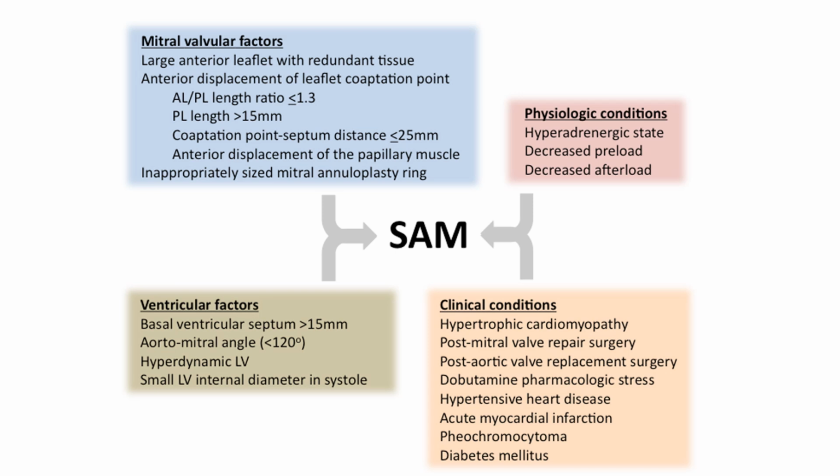Also, an inappropriately sized mitral annuloplasty ring can cause SAM. There are physiologic conditions like hyperadrenergic states, decreased preload or decreased afterload. Clinical conditions such as hypertrophic cardiomyopathy, post-mitral valve repair surgery, post-aortic valve replacement surgery, the dobutamine stress test, hypertensive heart disease, acute MI, pheochromocytoma, or diabetes can all lead to SAM.